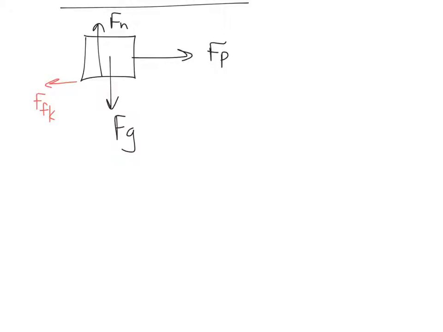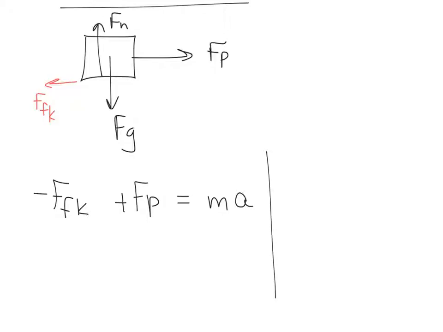So in the x direction, we've got negative FFK instead of FFS plus FP equals mass times acceleration. In the y direction, we've got negative FG plus Fn equals m times acceleration in the y direction. So it's the same exact equation we just had a moment ago. And for a moment, it seems like maybe it's not. You know what? Maybe there's some acceleration.